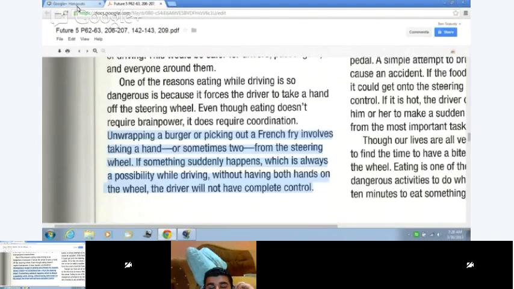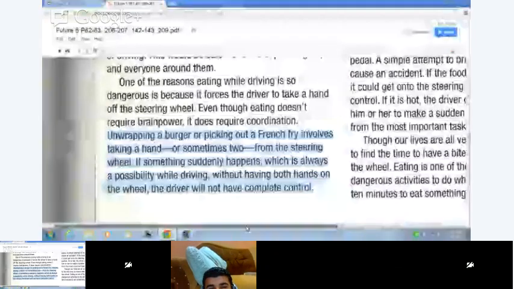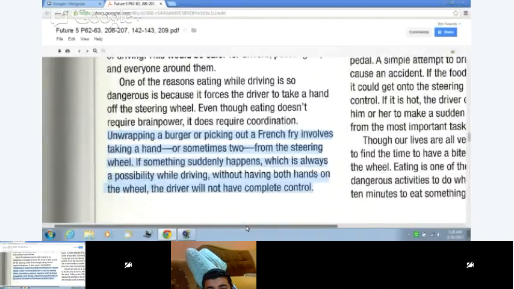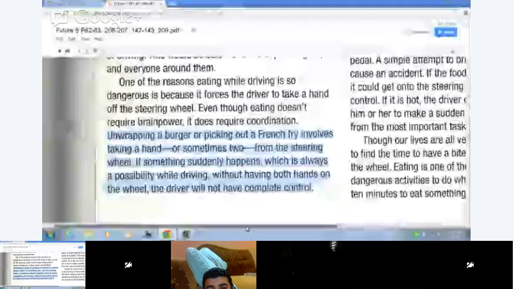Because if there were some rocks on the street, it would overturn the car or crash it. Yeah, exactly. So just by the act of putting food in your mouth or unwrapping a burger from its wrapping, you take a hand off the wheel, and then if something suddenly comes out, you have one or no hands on the wheel, and you have the possibility of losing control.